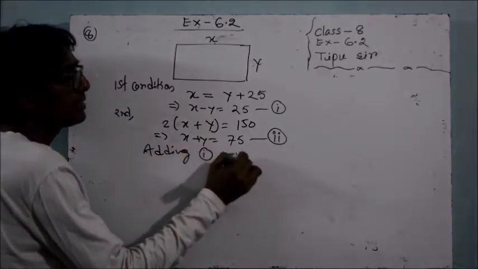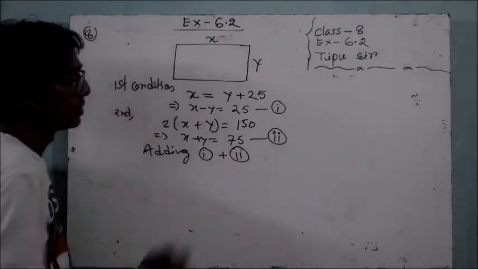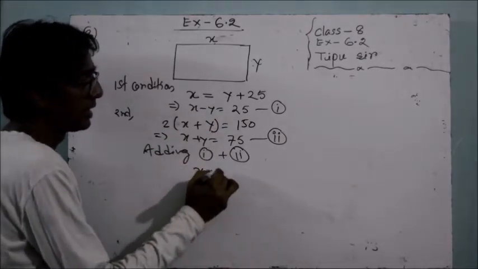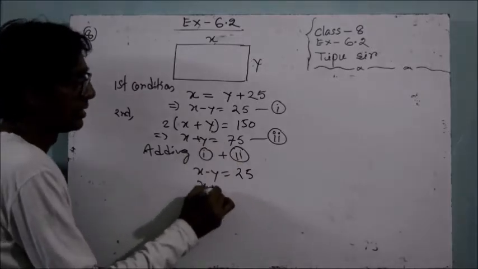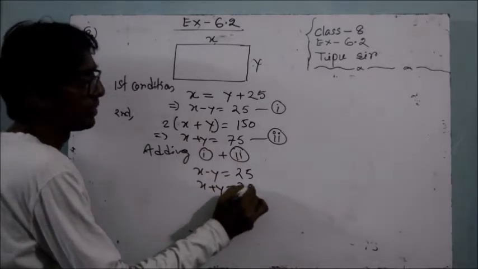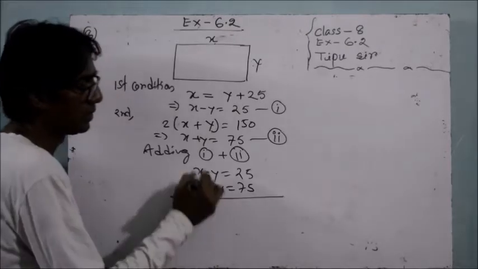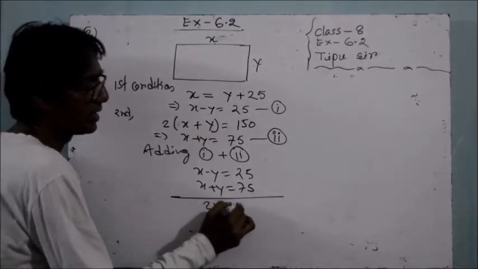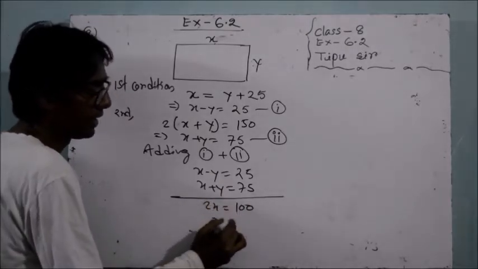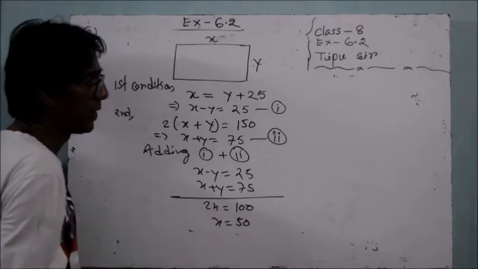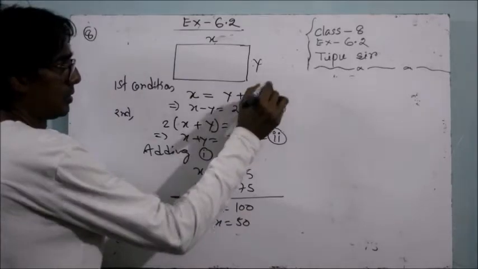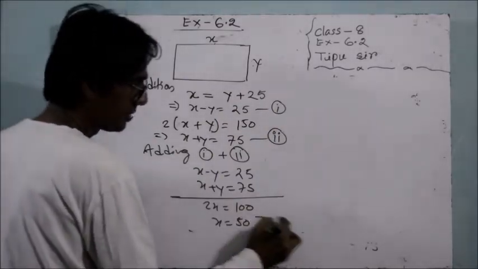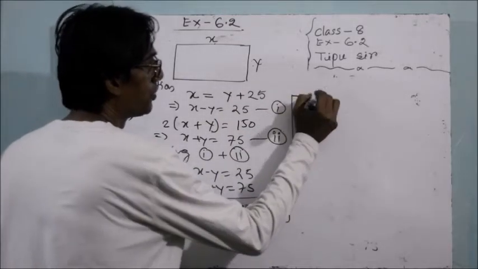1 plus 2. Look here, 1 is x minus y equal to 25 and 2 is x plus y equal to 75. If you add these, you get 2x is equal to 100, therefore x equal to 50. Now apply the value of x in equation 1 or 2, anywhere.